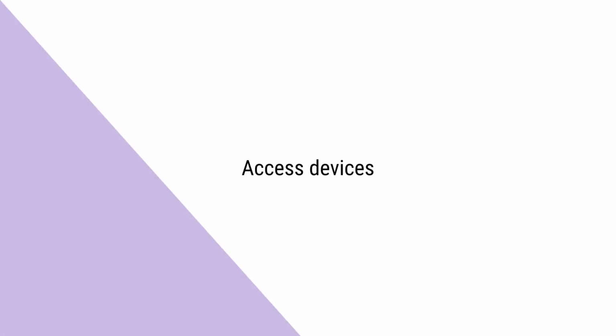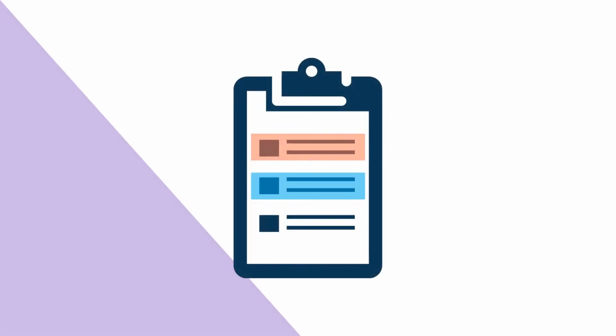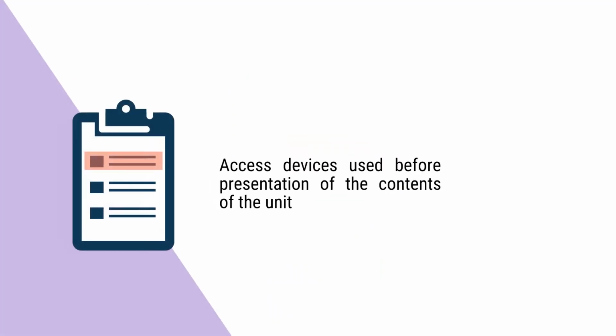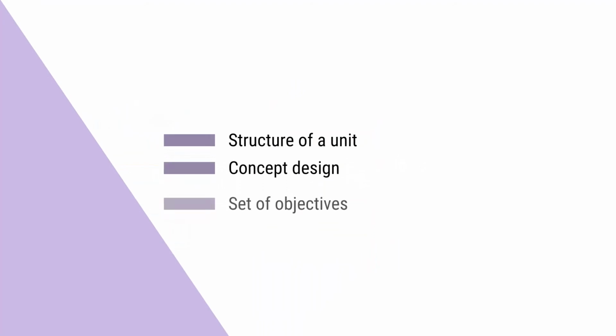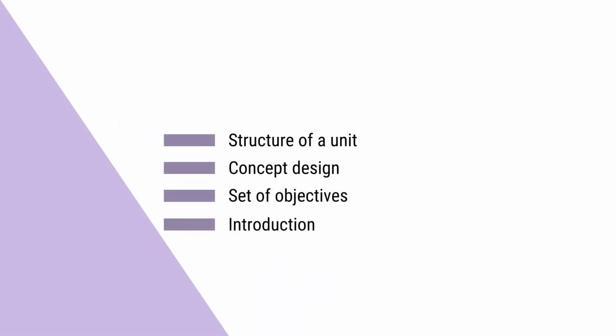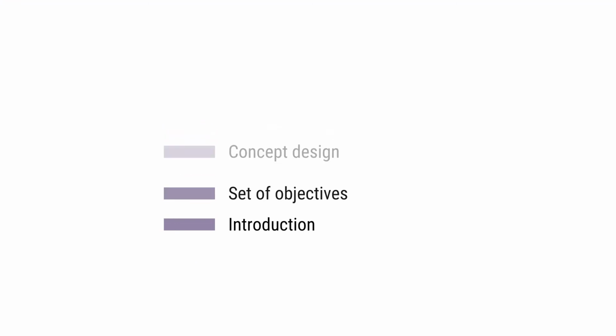What are the access devices? Access devices make the self-learning materials usable, easily accessible to the learners. We find self-learning materials with access devices at the beginning, in the middle, and after the study of the unit. What are the access devices we use at the beginning of the unit? They could be the structure of the unit, they could be a concept design, there is a set of objectives also, there is an introduction. All these things set the tone for the study of the unit.